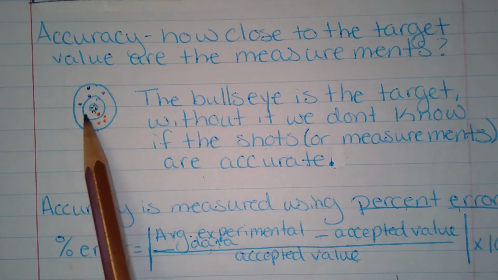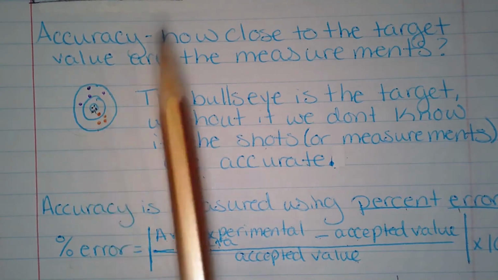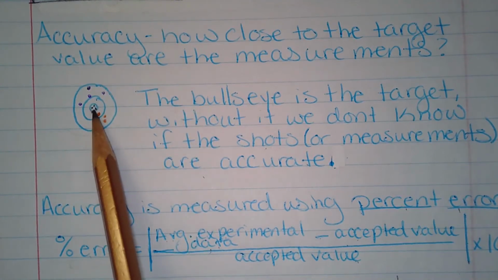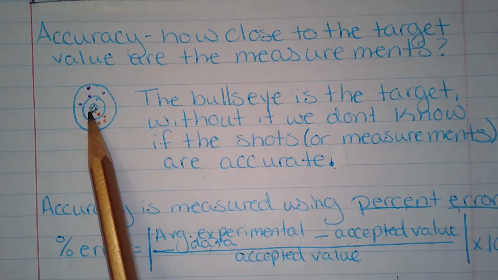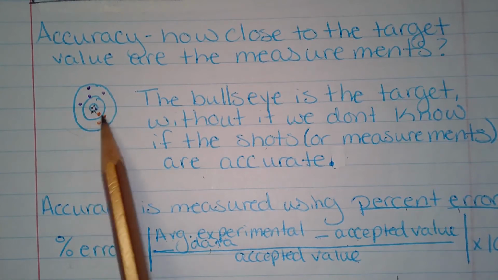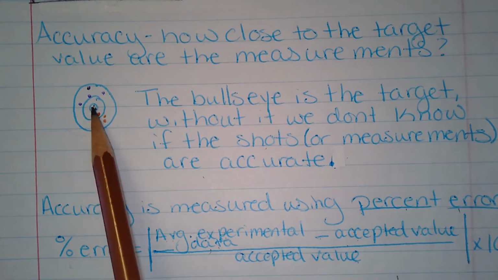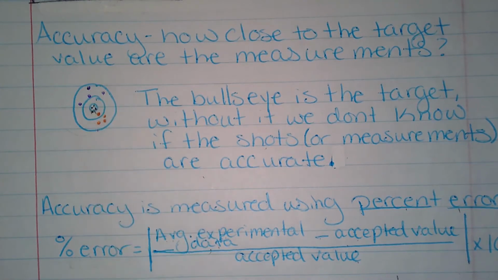Without this accepted value, we don't know if the shots are accurate. Looking at your bullseye, we can tell that the black shots here are right within the target area. That means they're accurate. The purple shots and the orange shots are outside the target area, which means these shots are not accurate.